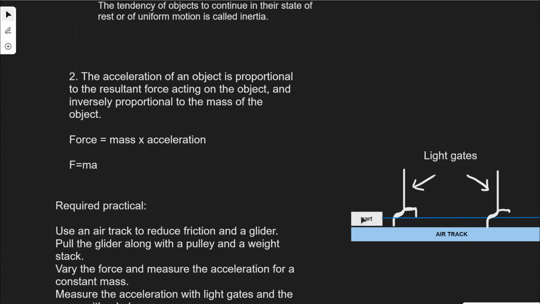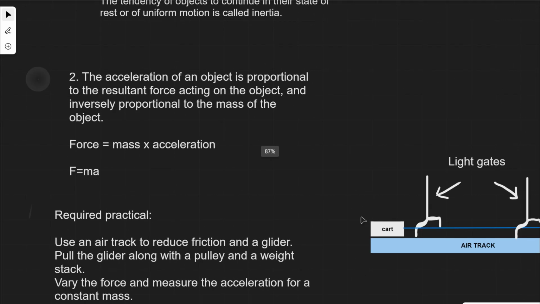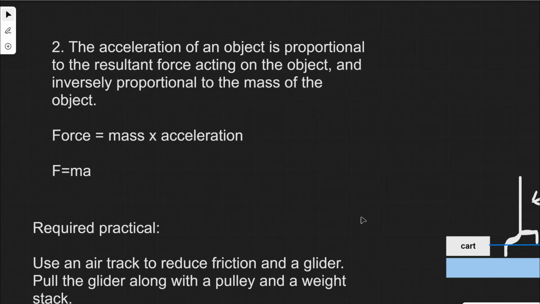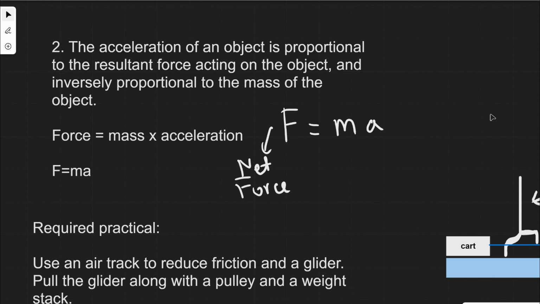Okay, Newton's second law: the acceleration of an object is proportional to the resultant force acting on the object, and it's also inversely proportional to the mass of the object. Mathematically, we can write this as force equals mass times acceleration. This is probably the most famous equation from Newton, F = ma, where F is the net force. Please pay attention that this is the sum of all forces rather than an individual force.